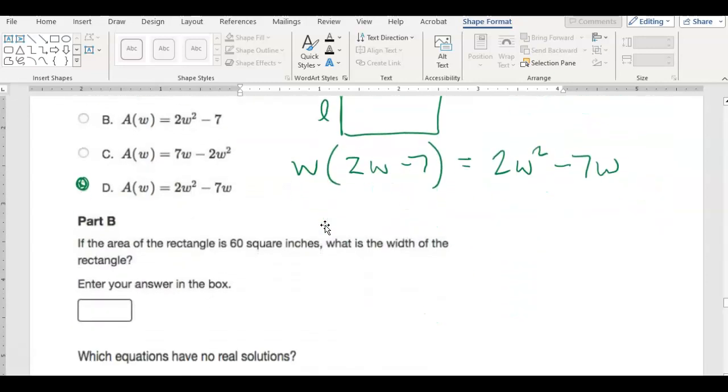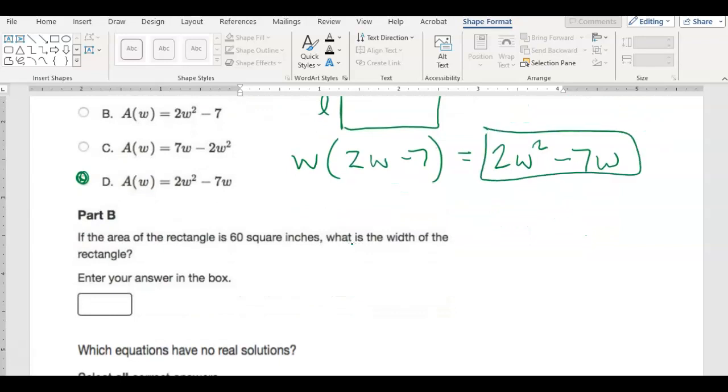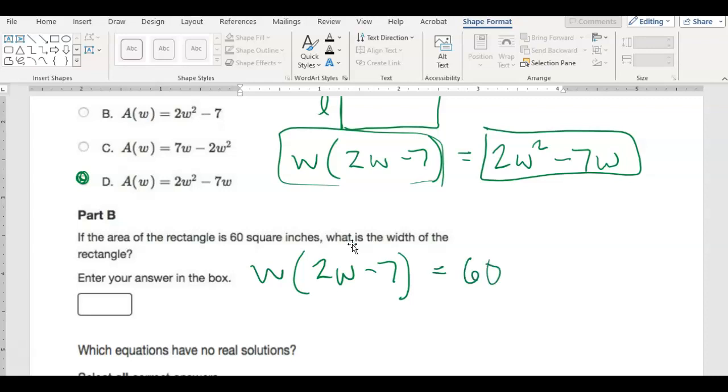Part B says, if the area of the rectangle is 60 square inches, what is the width of the rectangle? So if the area is 60, then we have this equation here, right? We have W times 2W minus 7 equals 60. We want to figure out what is the possible width of the rectangle. Well, here's something interesting. I cannot just set each factor equal to 60 because they don't equal 0, right? So I need to look at this in a different way.